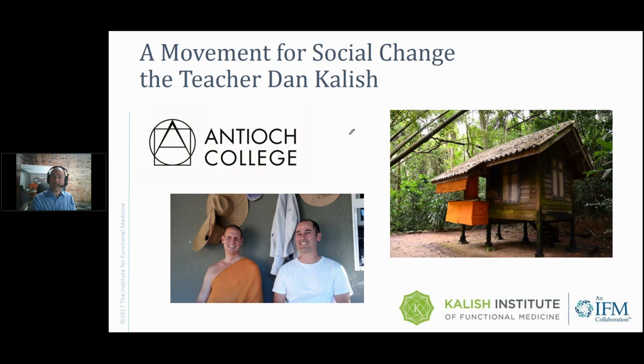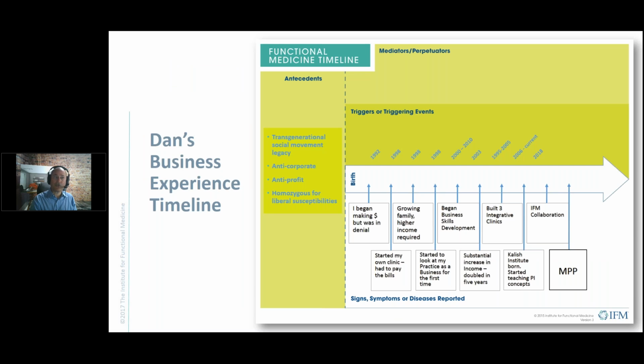So, you add all this together. My background was very anti-business, anti-corporate. And what we're trying to do in this class is identify with practitioners who are in a similar position to where I was, right? Where I had very poor business skills. In fact, I had negative business skills. Between growing up in Berkeley and my father, my grandfather, my whole DNA was oriented around this social movement type stuff. And we were talking with one of the doctors at IFM. She said I was probably homozygous for liberal susceptibilities, right? It's like in my DNA, anti-profit, anti-corporate.